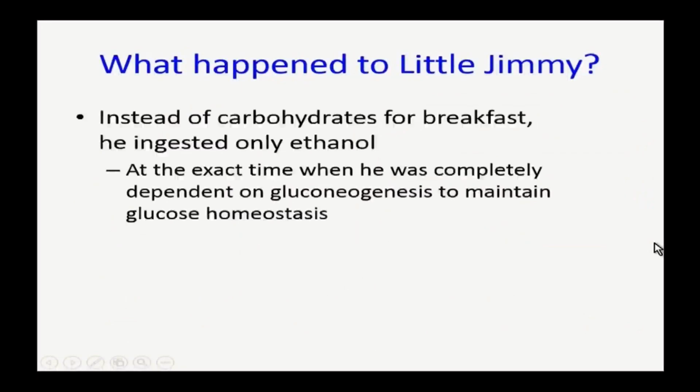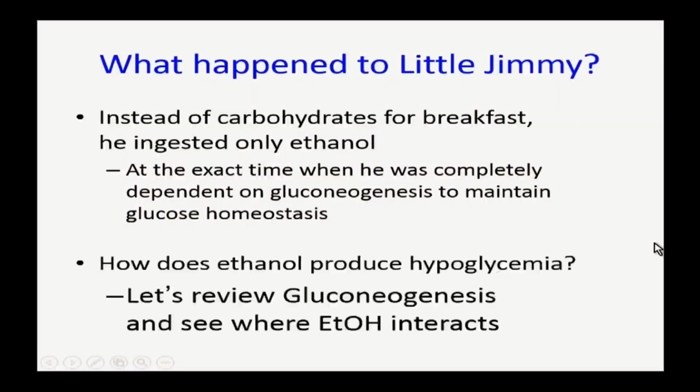So what happened to little Jimmy is instead of carbohydrates for breakfast, he ingested only ethanol at the exact time he was completely dependent upon gluconeogenesis to maintain his glucose homeostasis. So how is it that the ethanol produced hypoglycemia? We're going to need to review gluconeogenesis to see where ethanol interacts.